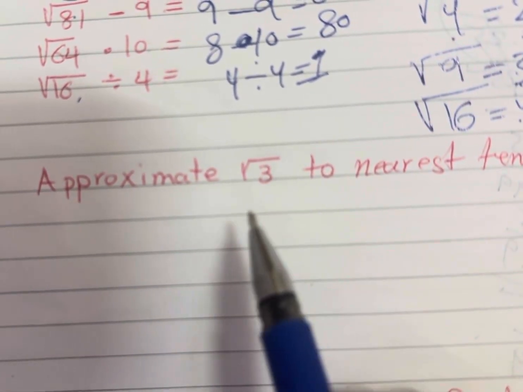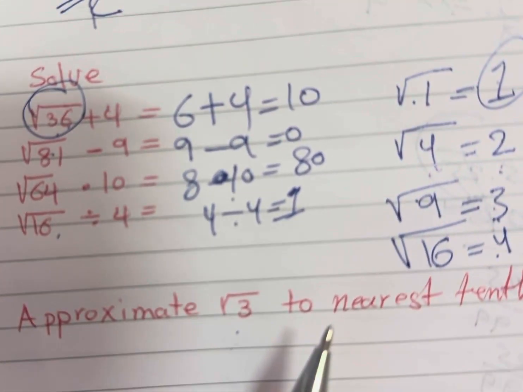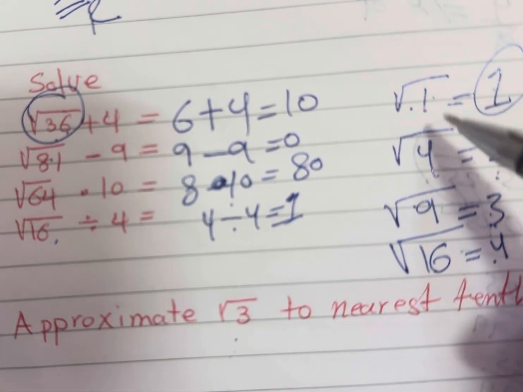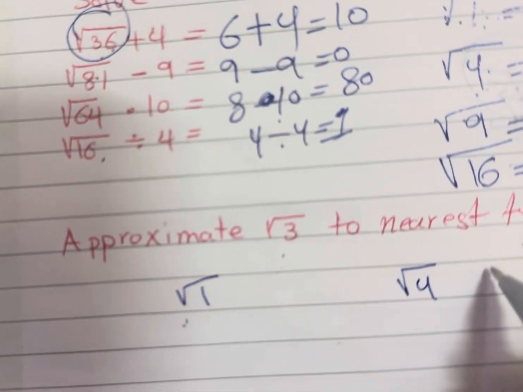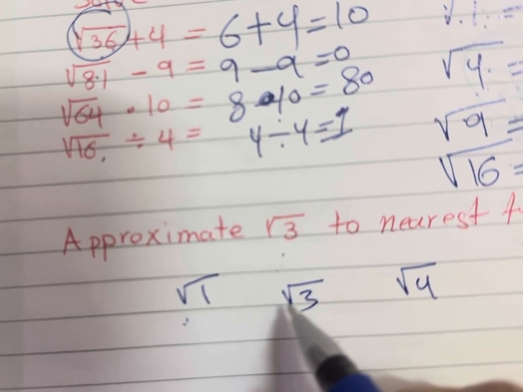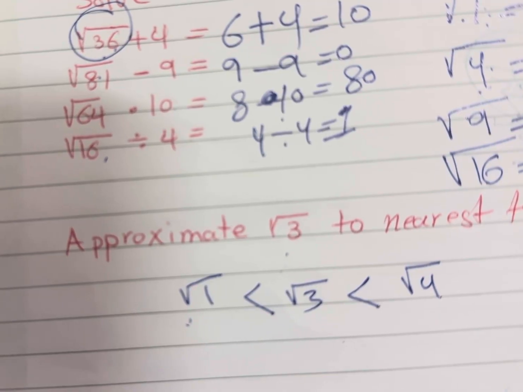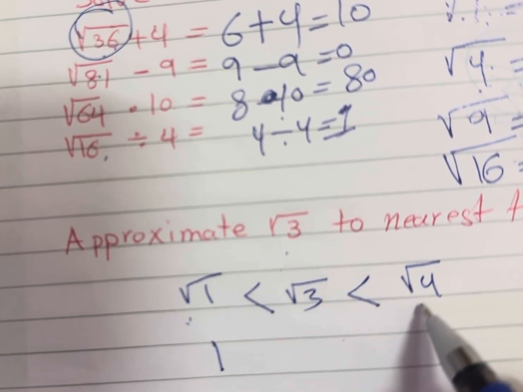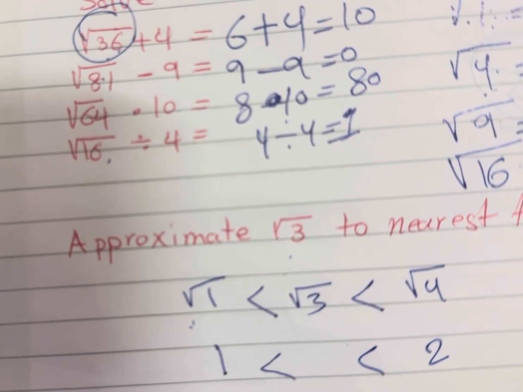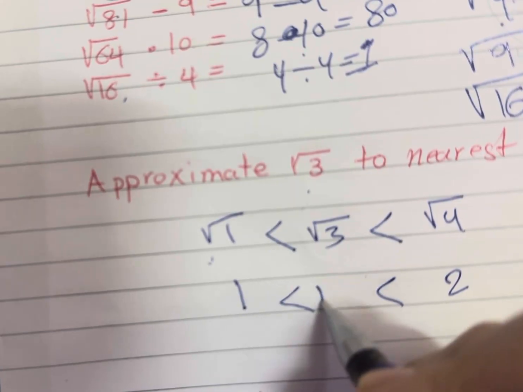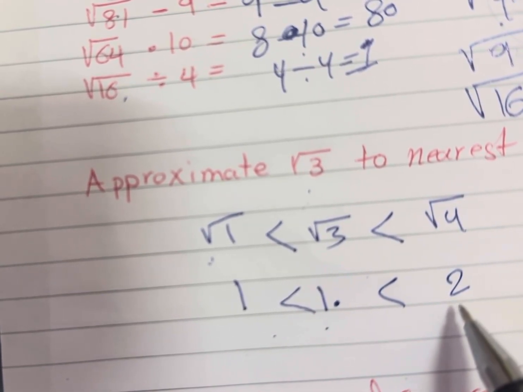Approximate root of 3 to the nearest tenth. We set the 3 between what and what? Root of 3 is between 1 and 4. So I will write here 1 and here 4, with 3 between them. It's greater than 1, less than 4. The root of 1 is 1, root of 4 is 2. So my number is greater than 1 and less than 2. It's 1 point something because it's not 2, it's less than 2.